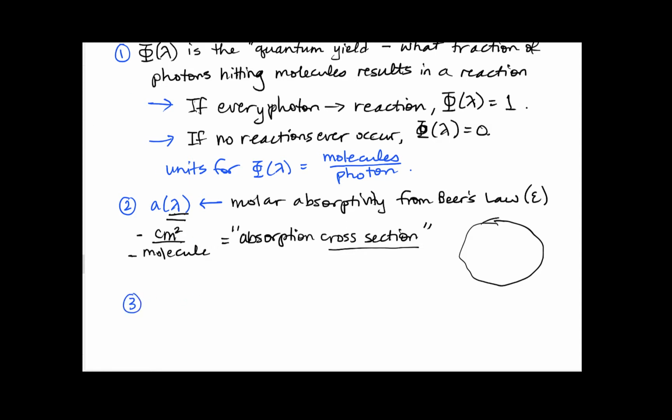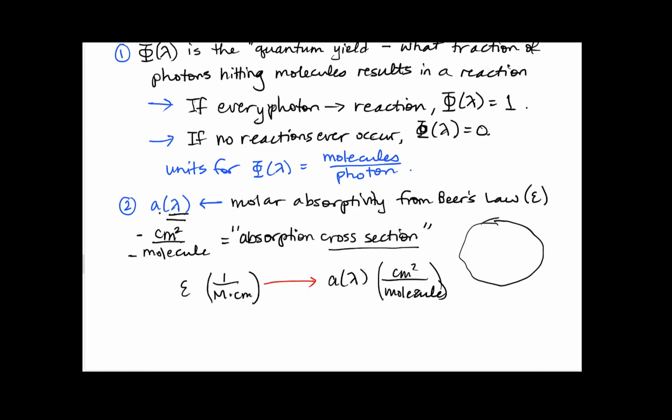I was going to say actually, just real quick, that in our Beer's law, when I had epsilon, I had units of 1 over molar centimeters. And this A is in centimeters squared per molecule. And it might be worth a couple of minutes of your time to do a unit conversion from one of these to the other, because you can. It's just a straight unit conversion, but you might play with it and just kind of prove it to yourself that these two are really the same thing.